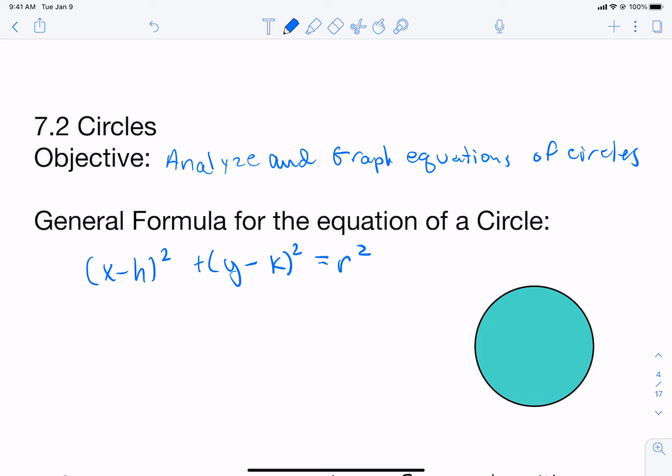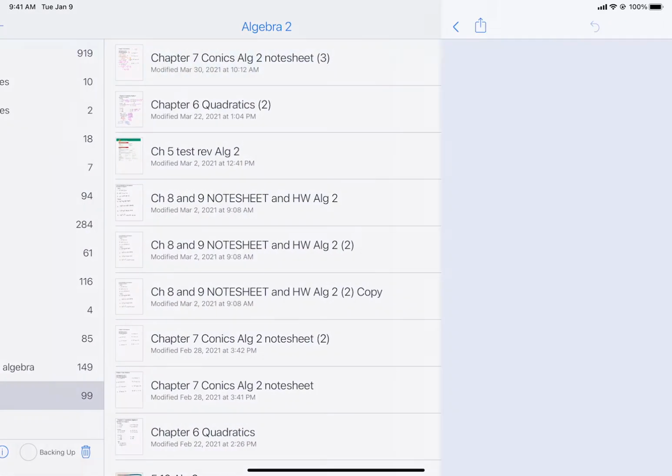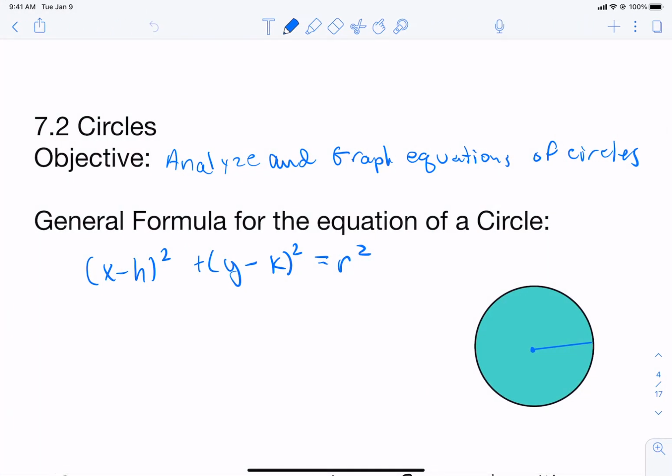If we look at a circle, it is all points that are equidistant from a given point. And so that length or that distance that we are from a given point is our radius. And the center is the point that we kind of measured from.